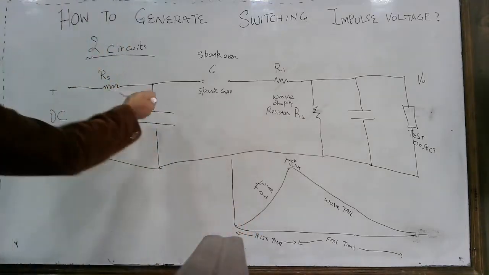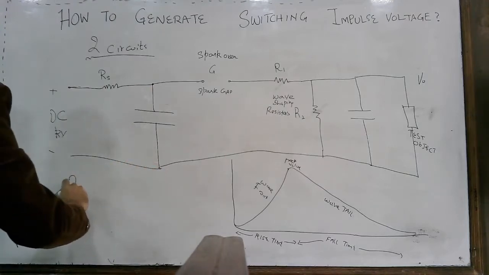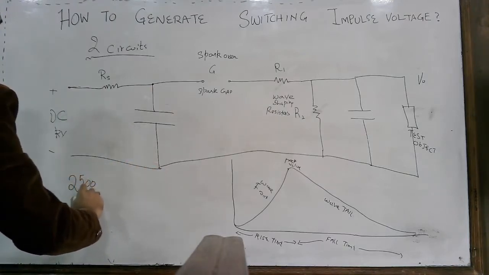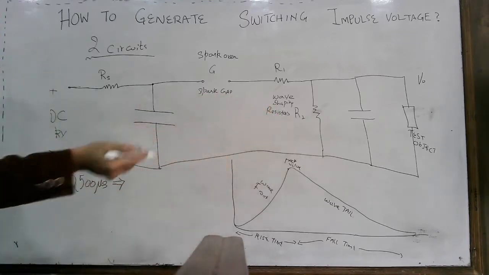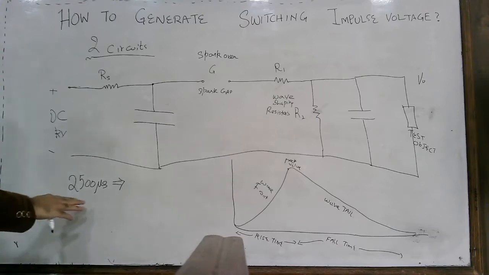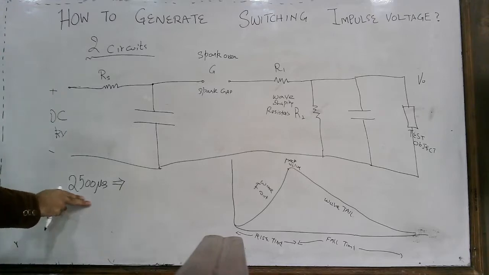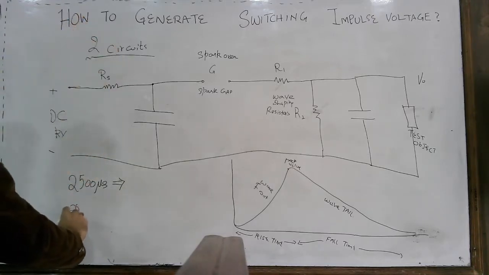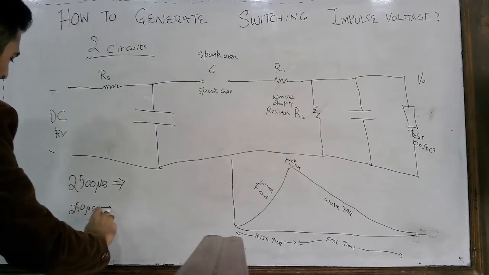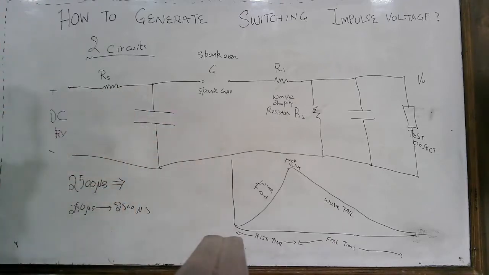The total time, these circuits actually generate the impulse voltage for as long as around 2500 microseconds. So the duration of the waveform this circuit can generate is around 2500 microseconds, and the standard time for the impulse voltage is between 250 microseconds and 2500 microseconds. So this circuit will be sufficient for generating an impulse voltage under this duration.